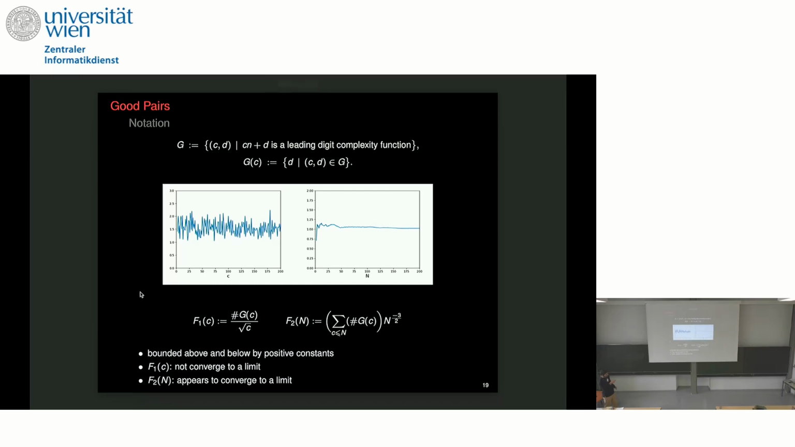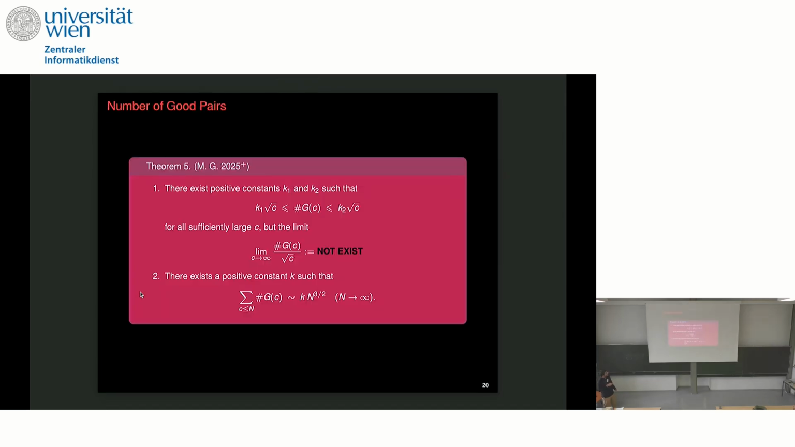So we have some observations here based on some data. We can see that both of these functions f1 and f2 are bounded above and bounded below, but f1 does not converge to a limit and f2 appears to converge. A short result is obtained by me. I prove that this GC is bounded, and this limit is not equal. Also, we can find the bound for the second function, for GC.